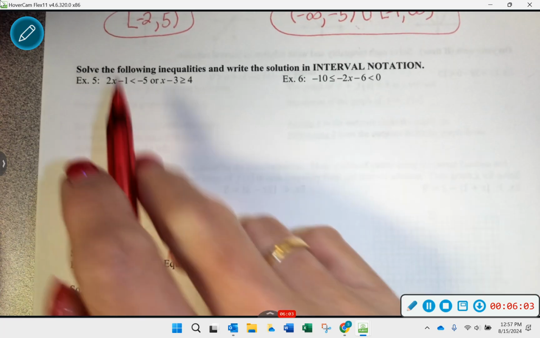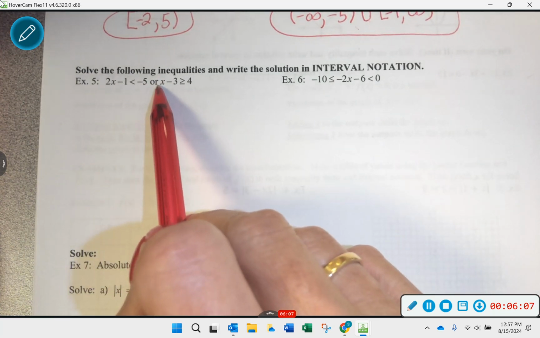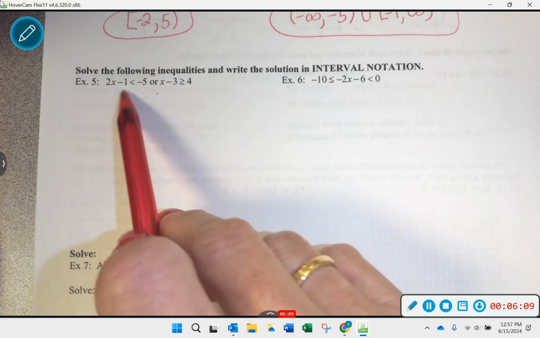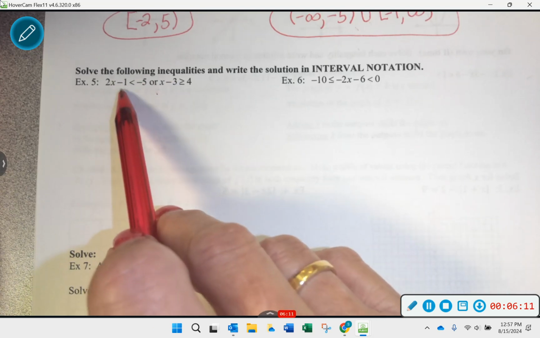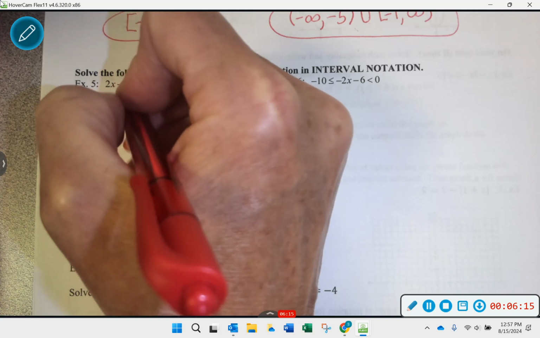Number 5. Here we have another disjunction. We see the or, but all this is two problems that we have to solve. We have to do the problem on the left first. So I'm going to have to add 1.